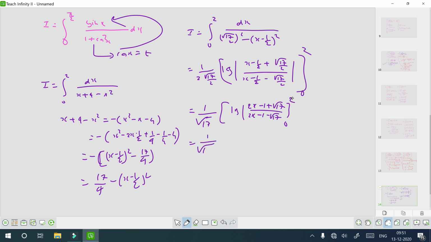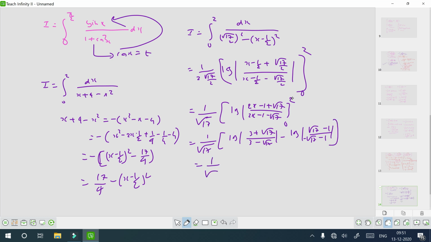1 upon root 17. Take x is equal to 2: 2 into 2 is 4, 4 minus 1, 3 plus root 17, over 4 minus 1, 3 minus root 17. Minus, take x is equal to 0: log mod of root 17 minus 1 over minus root 17 minus 1.